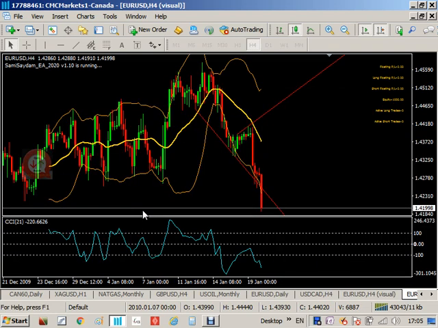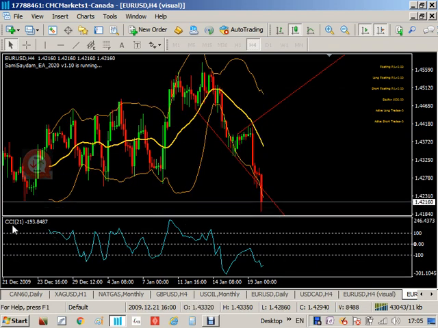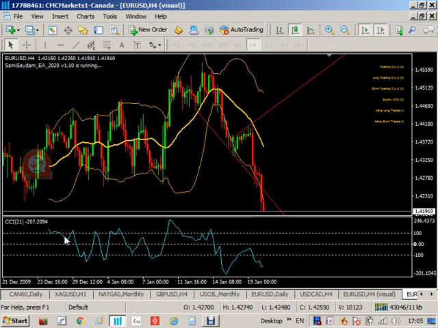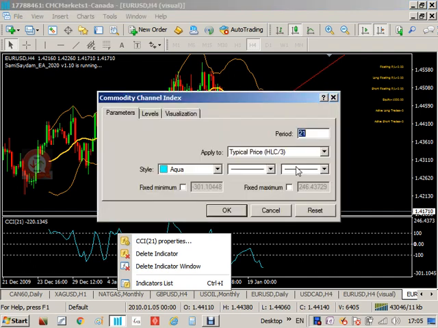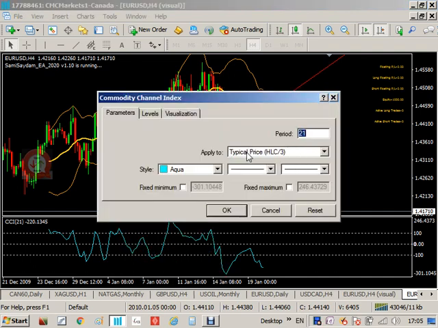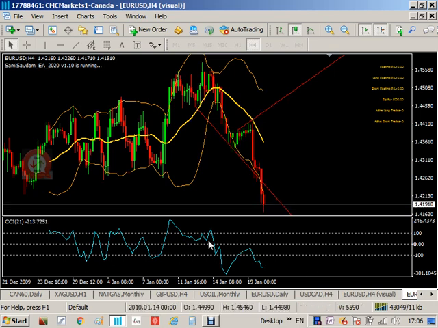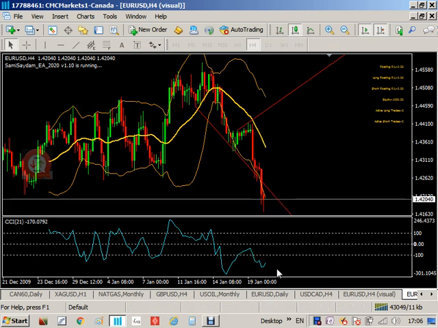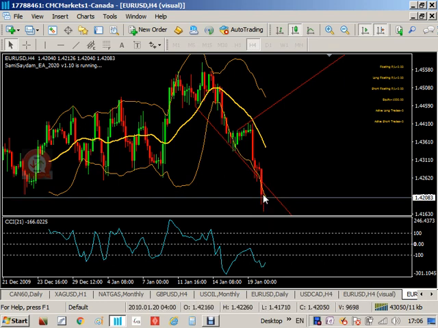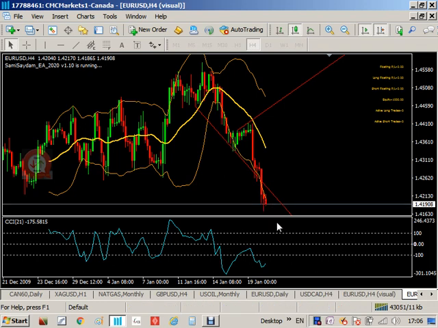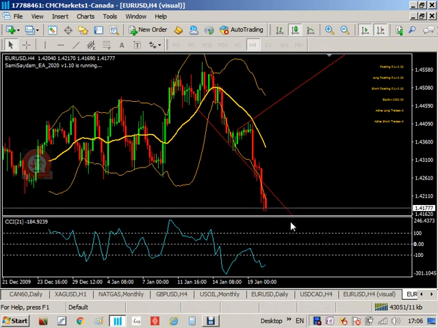So what we do, we add here the CCI 21, typical price, and levels 0, 100, and minus 100. It will show me where I am in the movement of the price, plus my indicator.